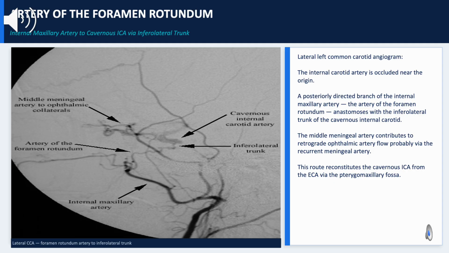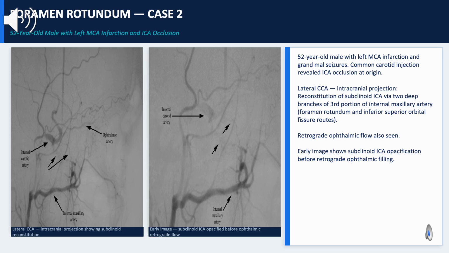This layered anastomosis with multiple ECA branches converging on both the cavernous ICA and the ophthalmic artery simultaneously is typical of chronic ICA occlusion, where collateral flow develops along every available pathway to meet the hemodynamic demand of the brain. This case is a 52-year-old male with left MCA infarction and grand mal seizures caused by ICA occlusion. The angiogram reveals reconstitution of the subclinoid ICA via two separate deep internal maxillary branches, both likely traversing foramen rotundum and the inferior superior orbital fissure.